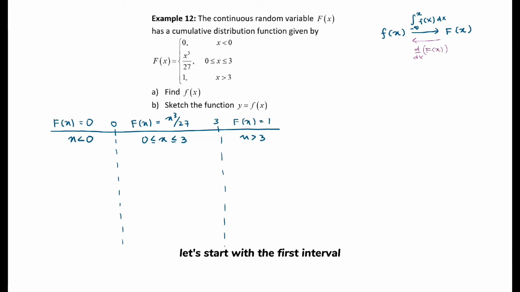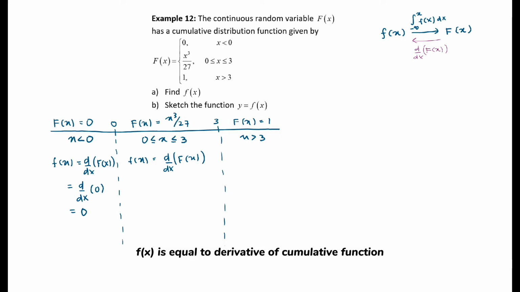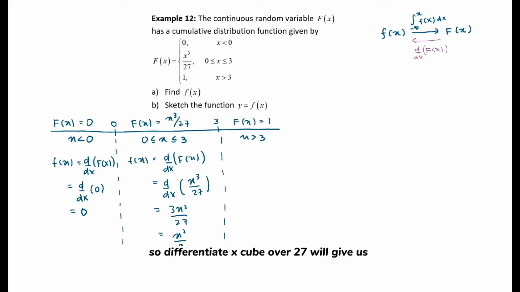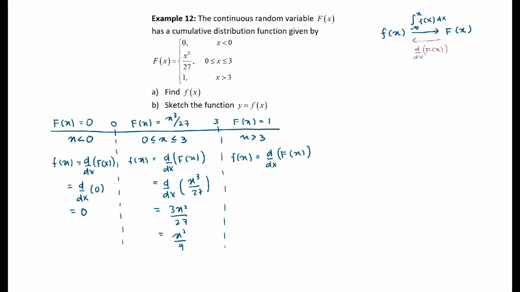Let's start with the first interval. The small f of x is equal to the derivative of the cumulative function. Here, our cumulative is 0. So differentiate 0 will give us 0. Moving on to the second interval, the small f of x is equal to the derivative of the cumulative function. So differentiate x cubed over 27 will give us x squared over 9. For the last interval, the small f of x is equal to the derivative of the cumulative function. Here, our cumulative is 1. So differentiate 1 will give us 0.